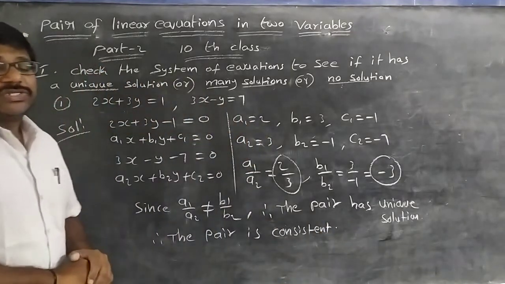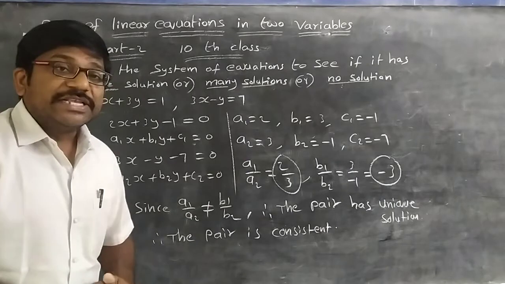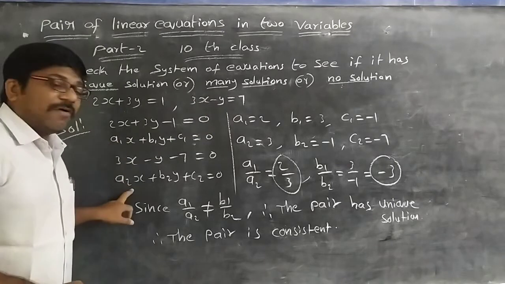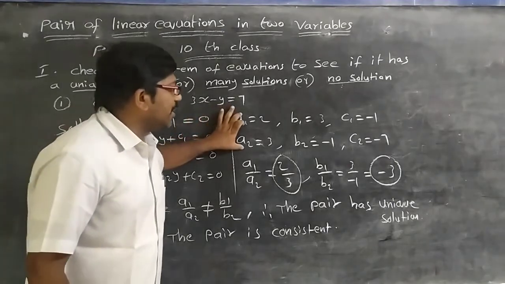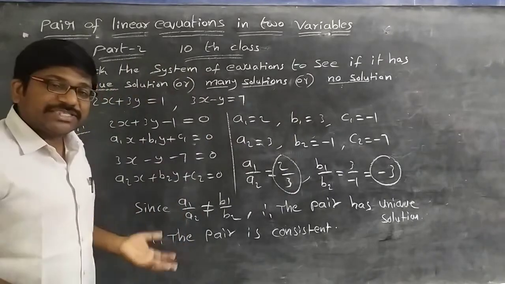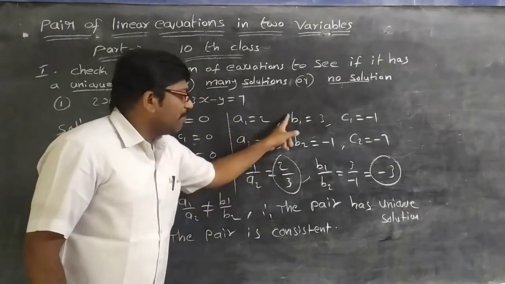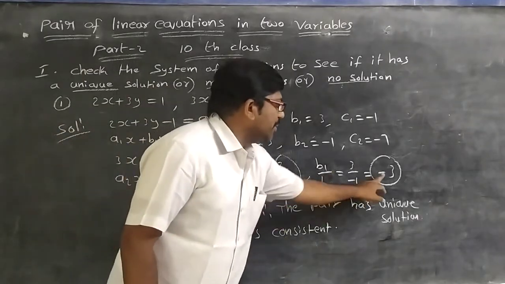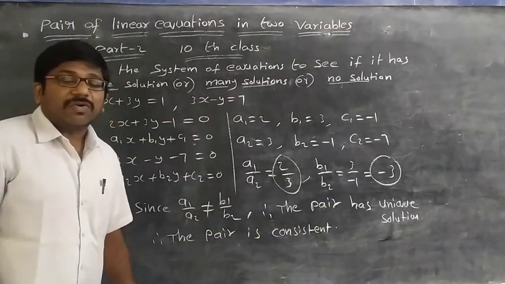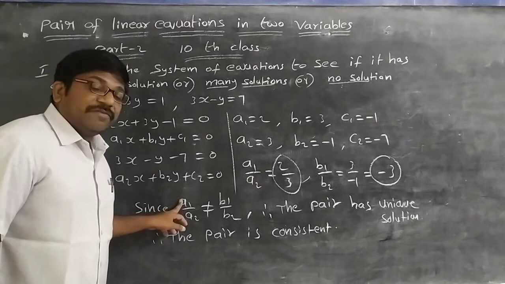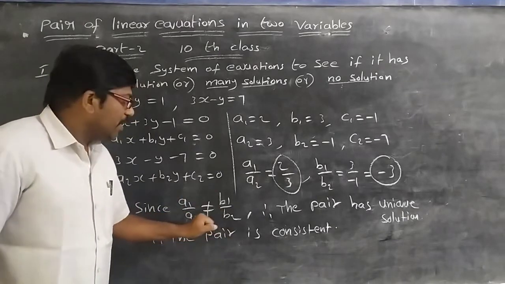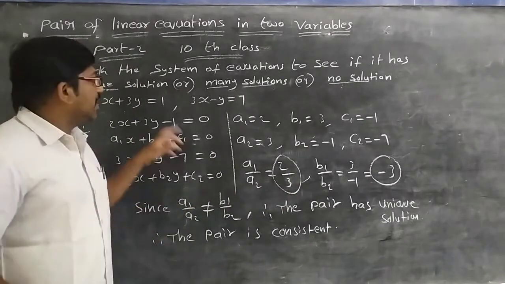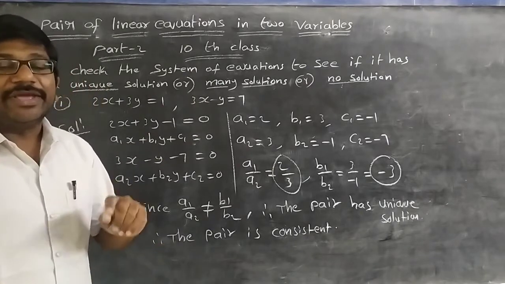So we have to check in this way. First of all, we should write the given system in general form. Next, write the A1, A2, B1, B2, C1, C2 values. And next, check the ratios A1 by A2, B1 by B2. Here A1 by A2, 2 by 3, does not equal B1 by B2, that is minus 3. So according to the first condition, if A1 by A2 does not equal B1 by B2, then the pair has a unique solution. In this case, the two lines intersect at only one point.